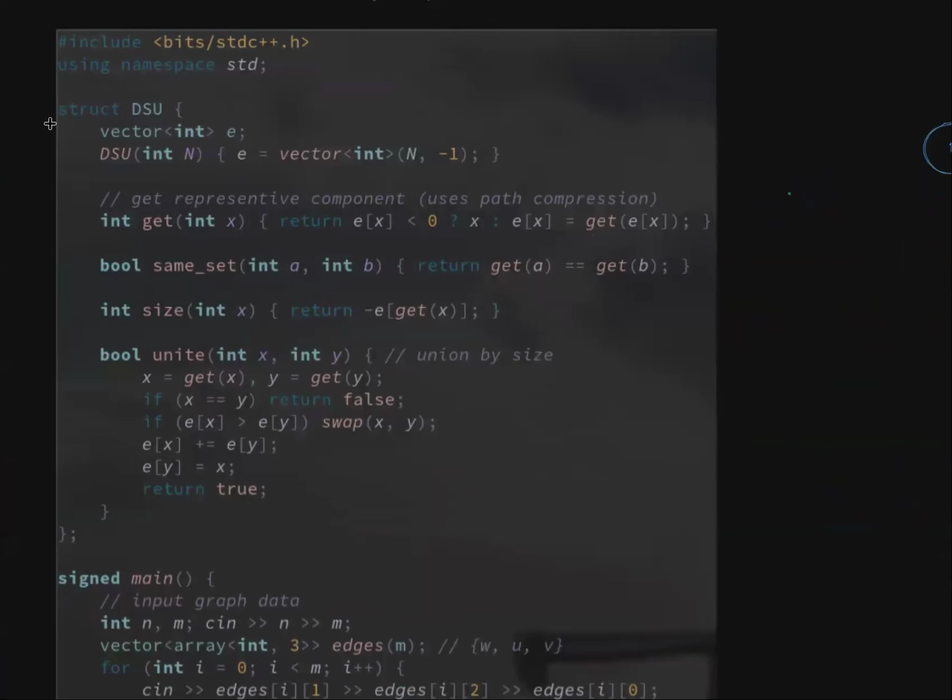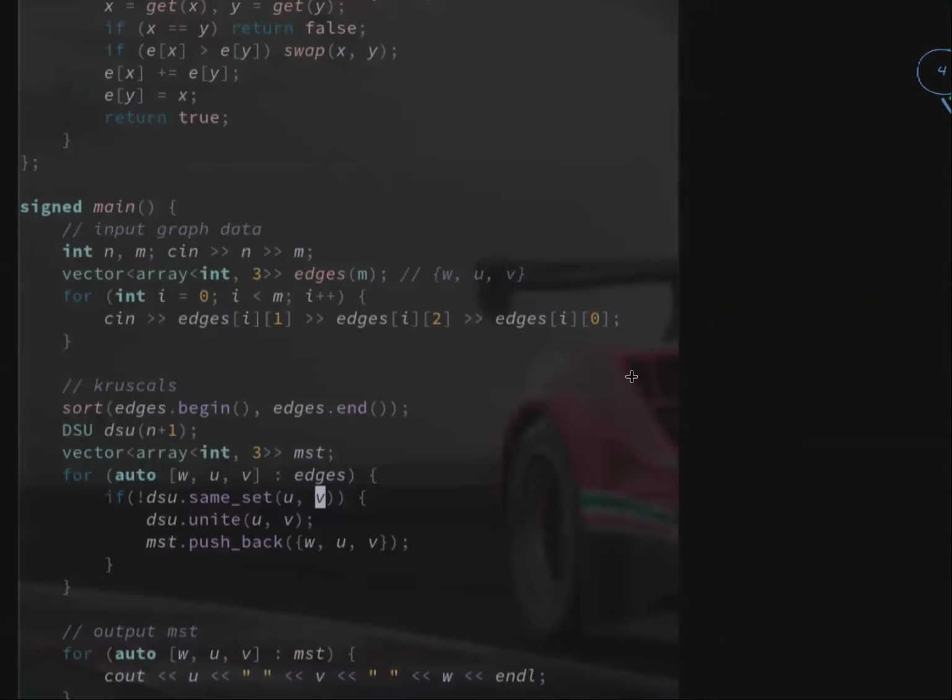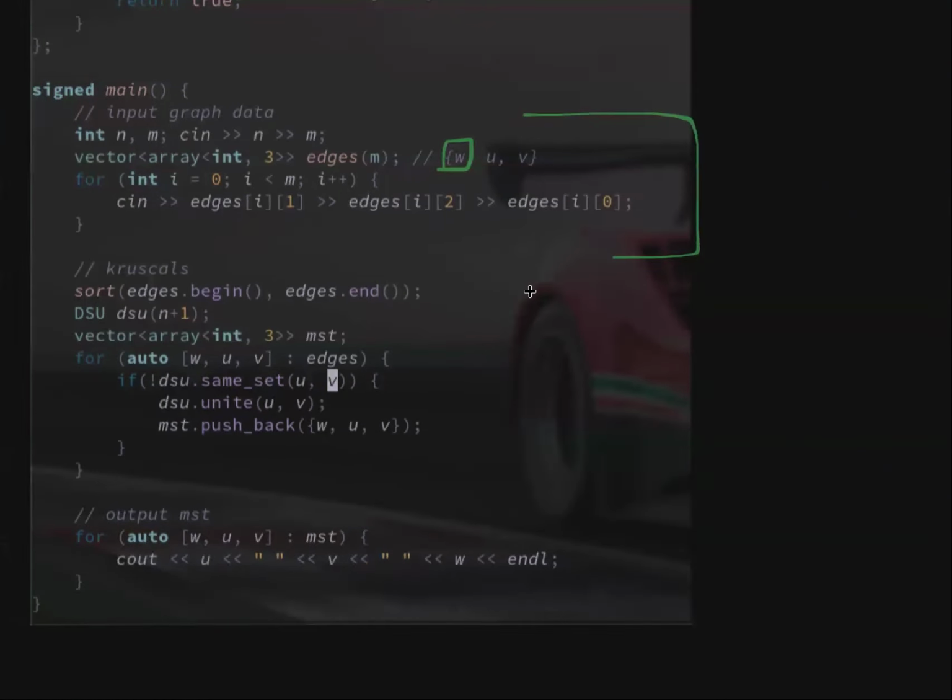At the top here, there's just a DSU, which I won't be discussing today. And this is just code to input a graph. All this is doing is storing the edges, and it's putting the weight first because, as I was talking about earlier, you have to sort them by increasing order of their weights.